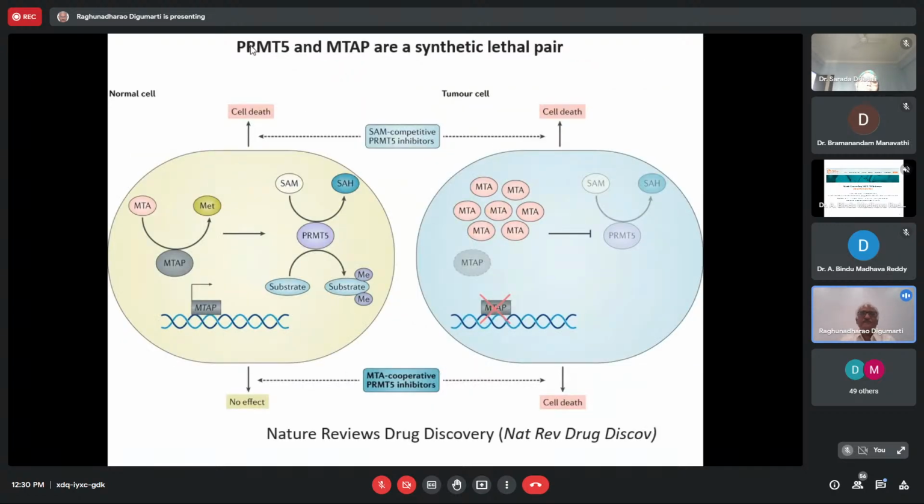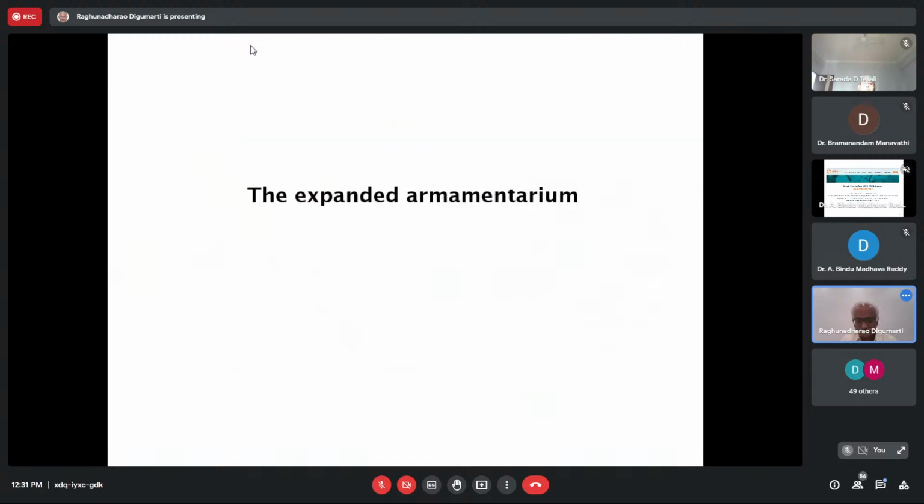There are other ways of exploiting this lethality, for example, using PRMT5 inhibitors, which can cooperate with the MTA and induce cell death. So many ways of using the same enzyme systems which repair, use the same substrate, and then you can use a DNA repair enzyme system deficiency to your advantage in the tumor.